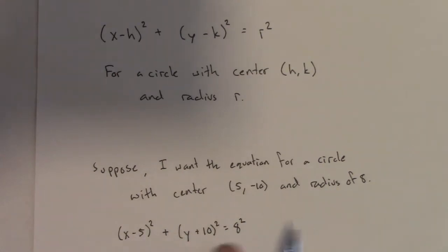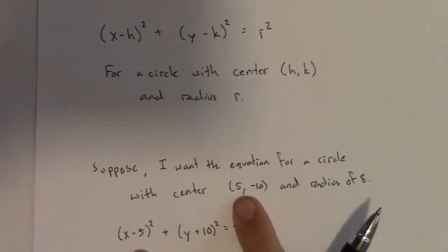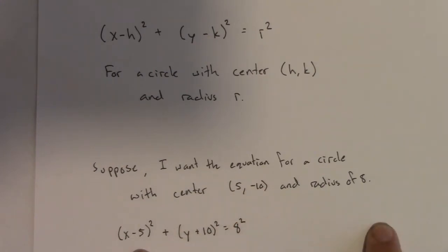So what does that mean? If I were to graph this, the point for the center is telling me to go 5 units to the right and 10 units down. But if I look at my equation, it has a minus 5. So minus 5 means I'm going to the right. Now the plus 10 in here means I'm going down. The signs change because they're inside.